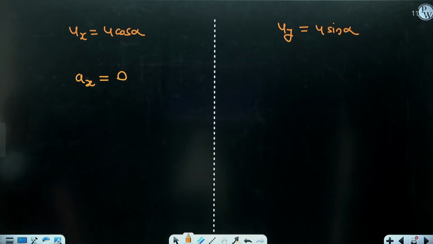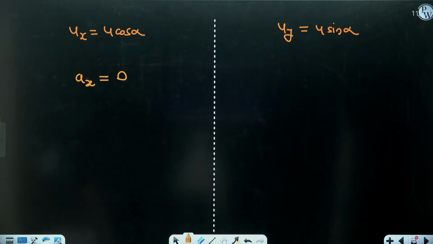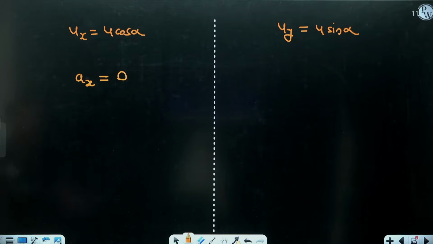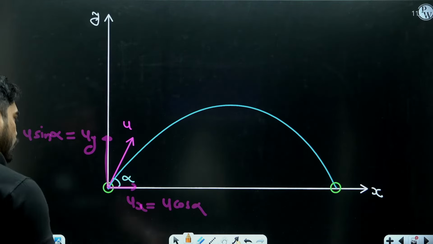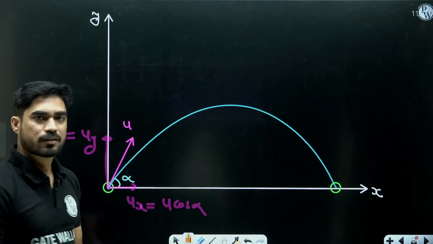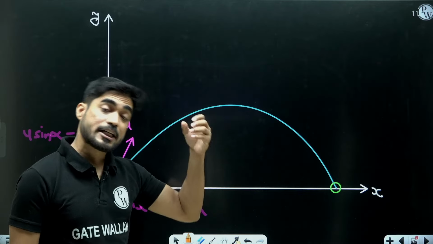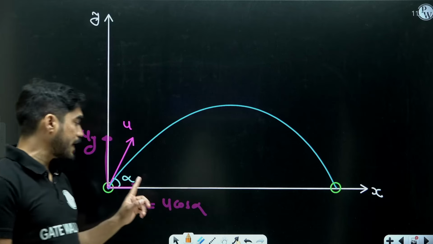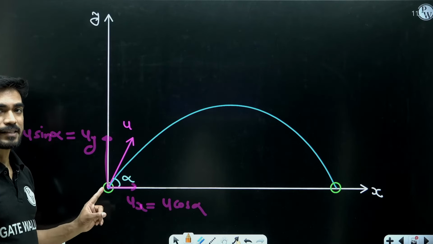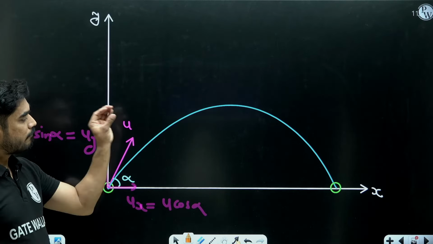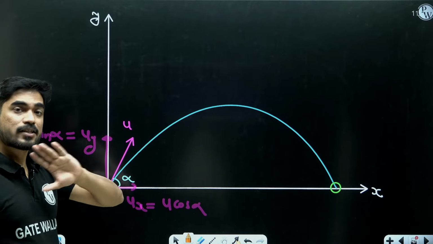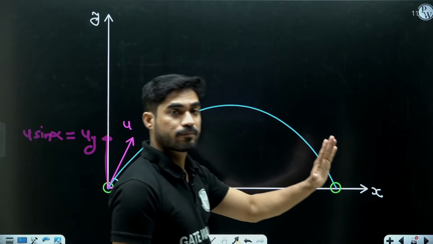Acceleration in x will be 0. See, according to Newton's second law, F equals ma. So if there is force, then there will be acceleration. And in x direction, there is no force acting. Initially, when we kicked the football, we gave it some force. But I am talking about when the football is in the air, then there is no force in x direction on the football.